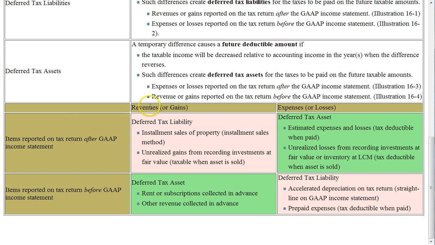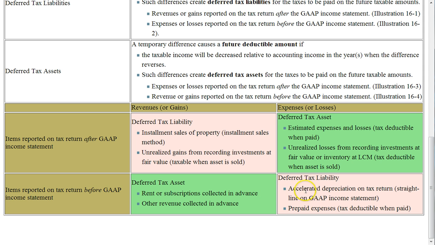So we have revenue and expense items. Revenues and gains are treated the same way from a tax standpoint, and expenses or losses are treated the same way. And then we have timing issues. So for example, items reported on the tax return after they appear on the GAAP income statement, or items reported on the tax return before the GAAP income statement. And I'm going to go to, by way of illustration, just one or two items here to explain to you how this is going to work.